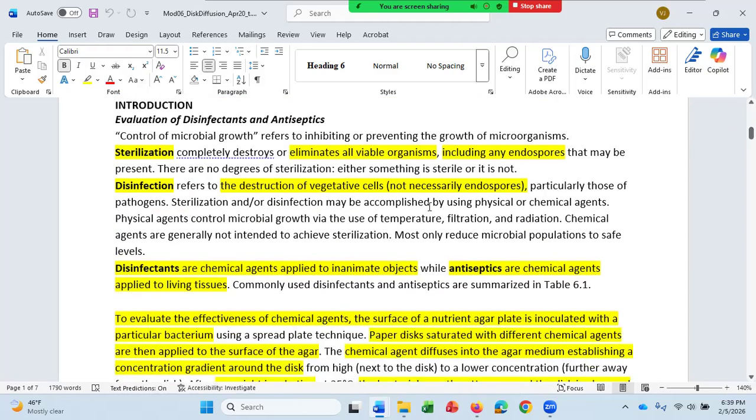All right. So as an introduction, sterilization is the elimination of all viable organisms, including any endospores. How we do this in the microbiology lab is usually we stick things in an autoclave, which is sort of like a giant pressure cooker. Disinfection is the destruction of vegetative cells, but not necessarily endospores.